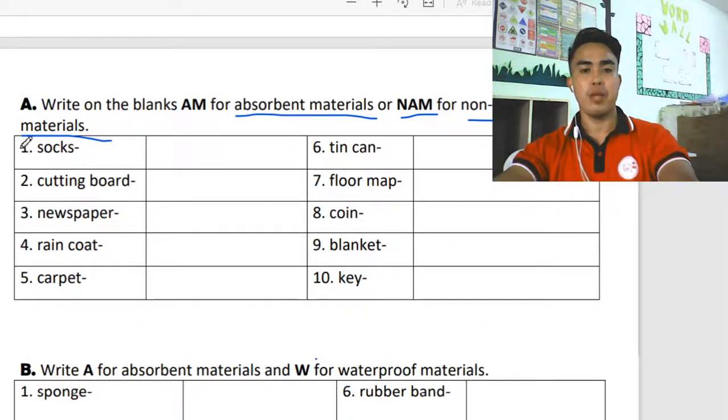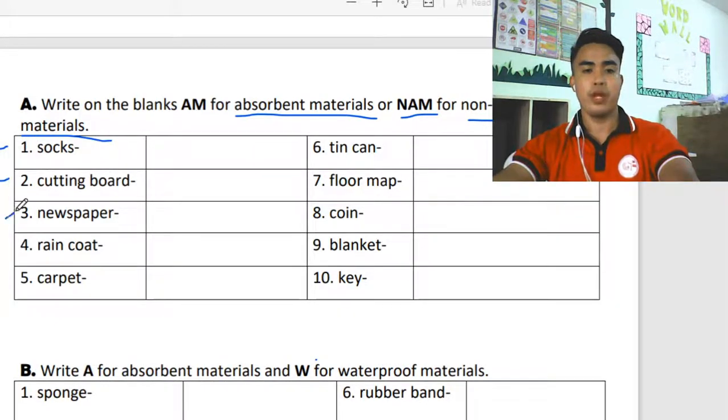Just like, for example, number 1, socks. You will answer in here, is it AM, absorbent materials, or NAM, non-absorbent materials? When we say socks, do you think socks can absorb water? If it is yes, then you will write AM, absorbent material. Okay, just like that. And then you will be the one to continue. You will answer 1, 2, 3, 4, 5, 6, 7, 8, 9, and 10.